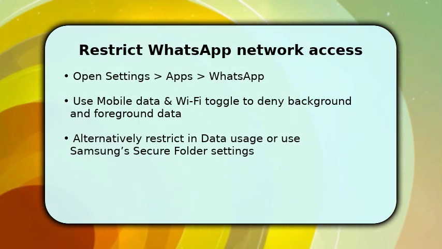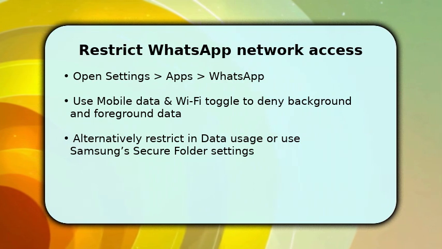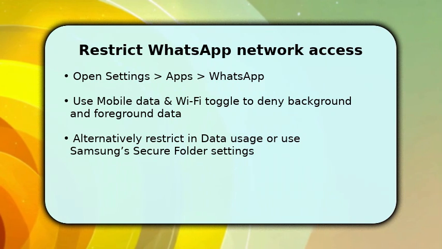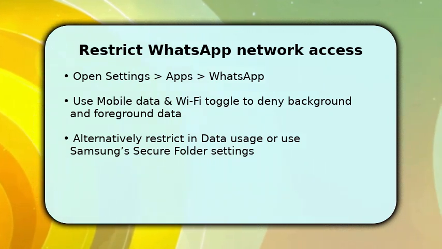Next, you stop WhatsApp inside the system. Go to Settings, Apps, find WhatsApp, then Mobile Data and Wi-Fi. Turn off both background and foreground data to prevent any access. If needed, go to Settings, Connections, Data Usage, and block app data specifically.